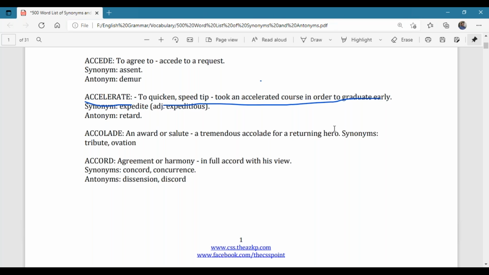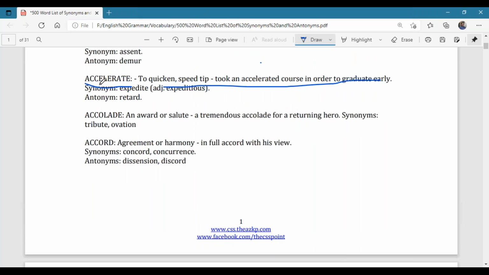Okay. So for accelerate, you can find many other antonyms also. Something like contract, decrease, diminish, dwindle, lessen, recede, and wane. Okay. So these are the different sets of antonyms that you can find for accelerate. So this is a useful word where you may experience these kind of things.